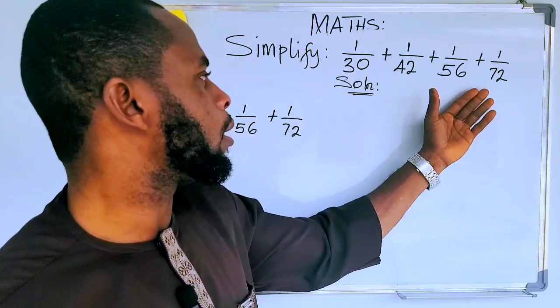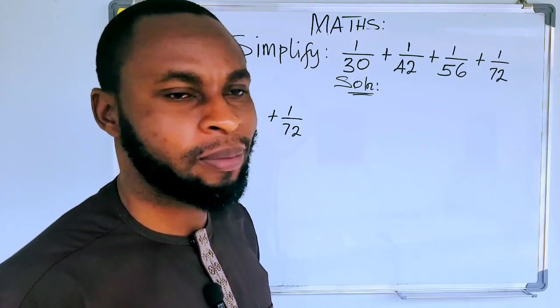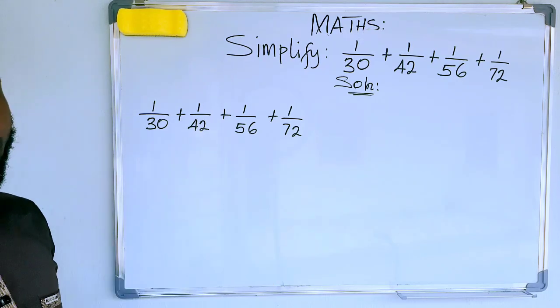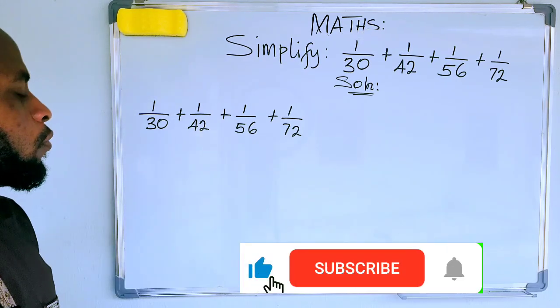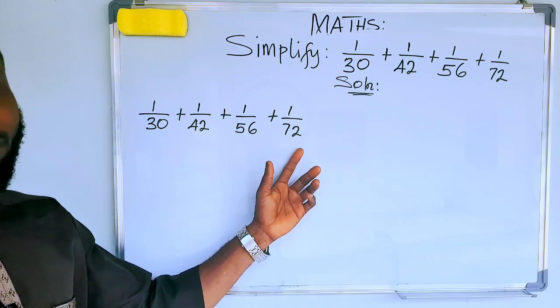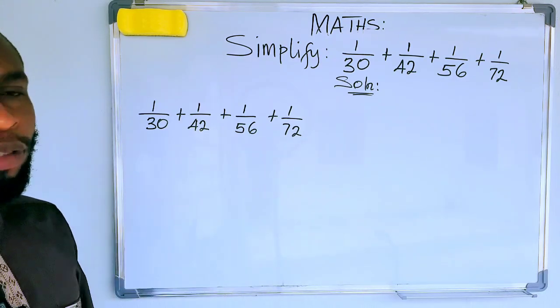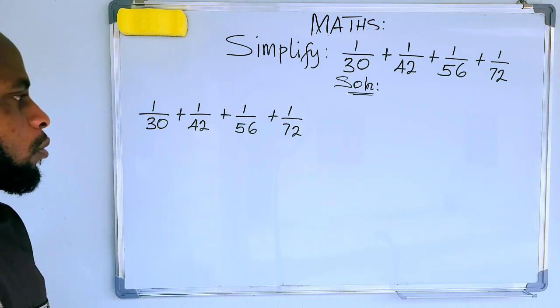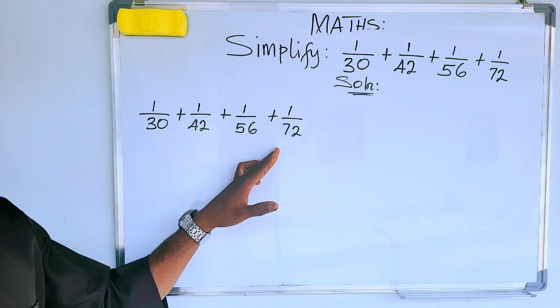We are to simplify this expression right here on the board. Now, if you want to simplify this correctly, don't ever try to find the LCM here in the denominator because you will get stuck somewhere. Now, watch this out. I'm going to generate a pattern here.